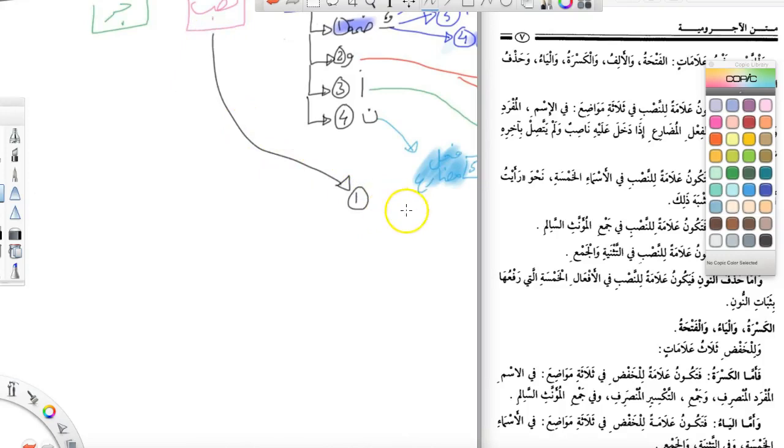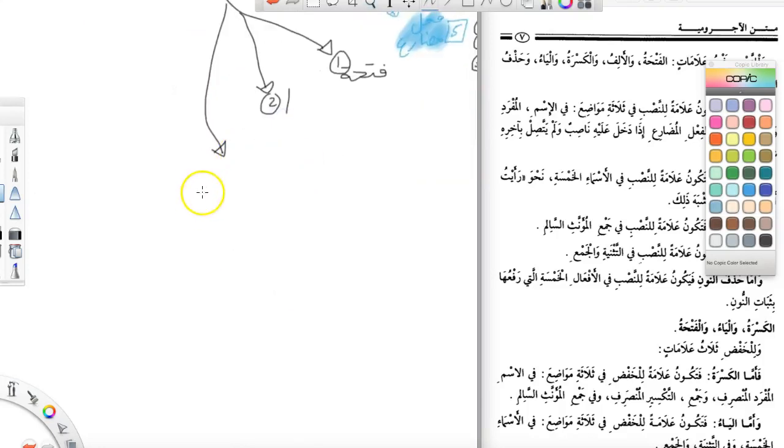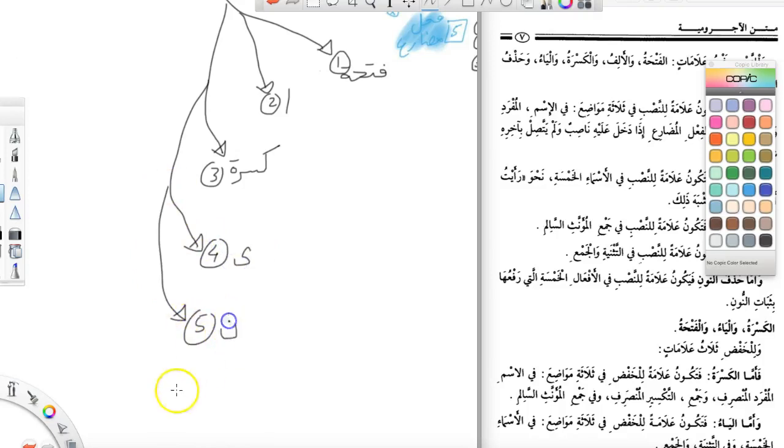So you got 1. It comes in the form of fatha. Number 2 comes in the form of alif. Number 3 comes in the form of kasra. Number 4 comes in the form of ya, and number 5 comes in the form of noon, or rather removal. Put that in brackets. The removal of noon. So noon is removed basically.